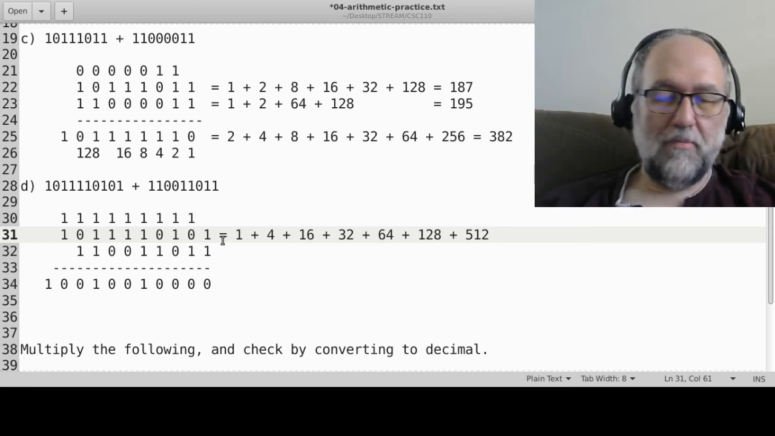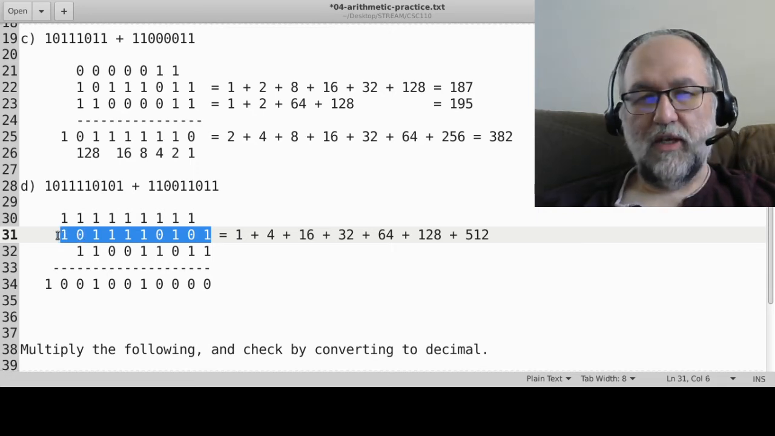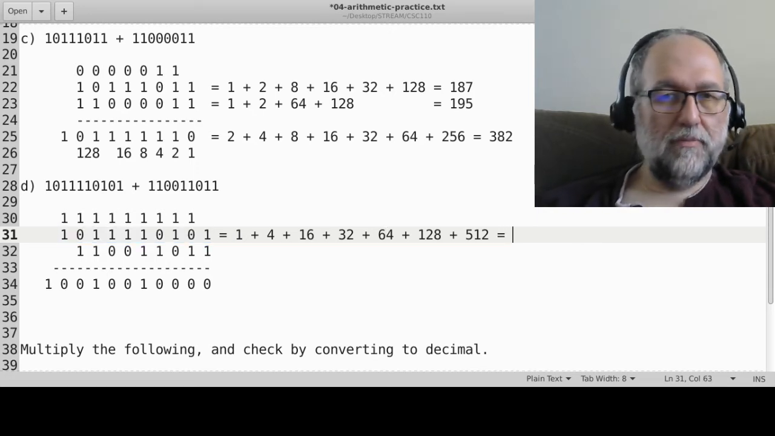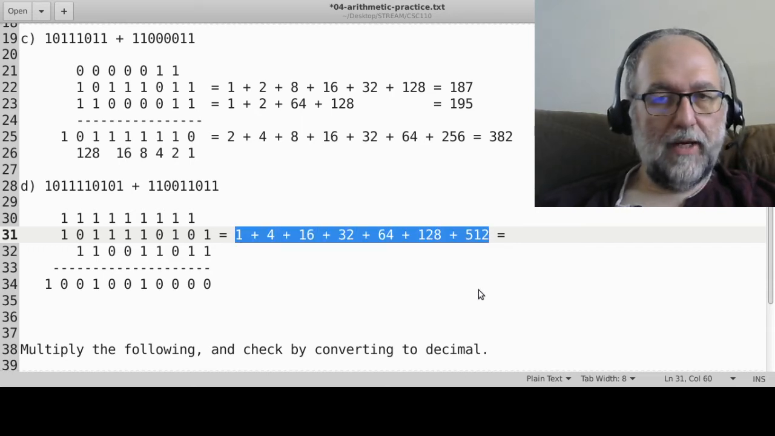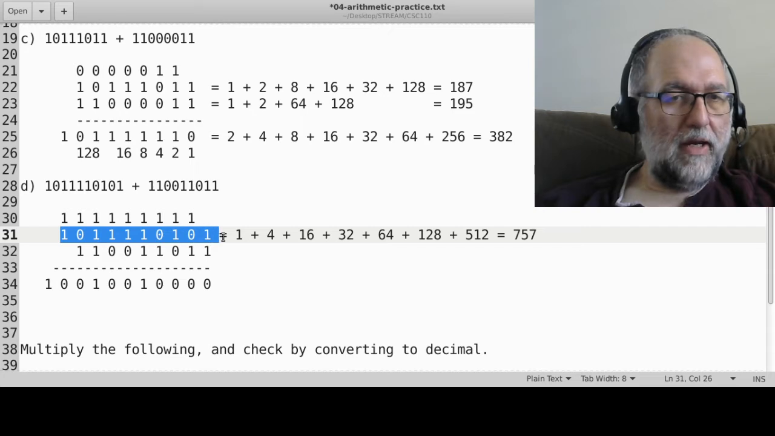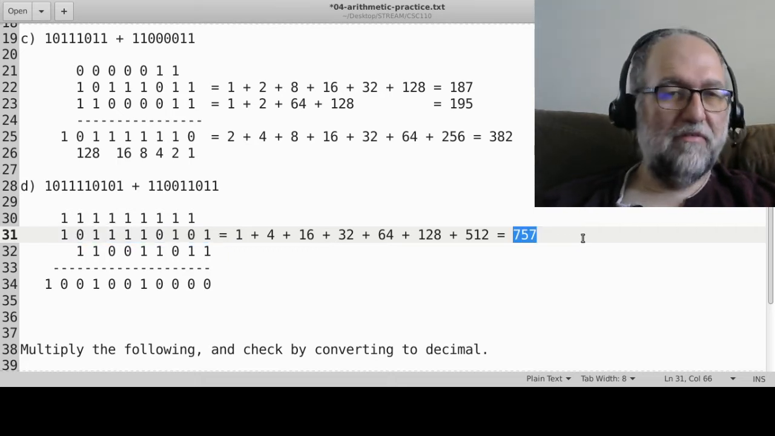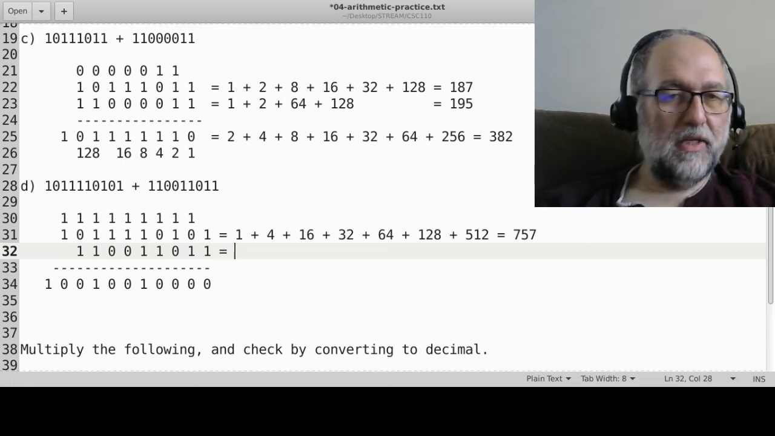So let me just check that very quickly because, like I said, it gets a little hard when you've got this many digits. So let's see, there's a 1, no 2s, there's a 4, no 8, there's a 16, 32, 64, 128, no 256, and a 512. Okay, so what's that add up to? That adds up to 757. Okay, so this number right here, binary 1011110101, is the same as decimal 757.